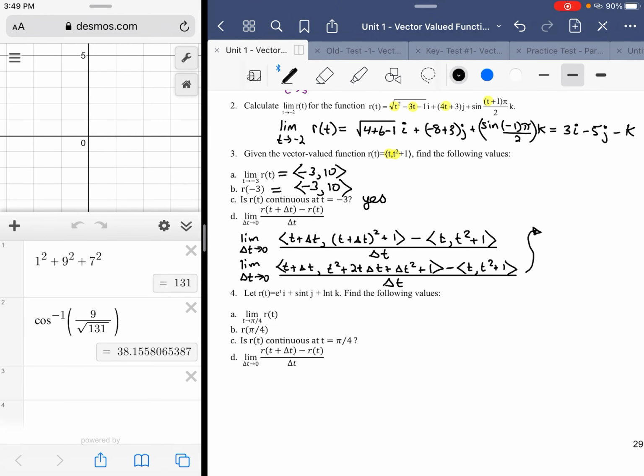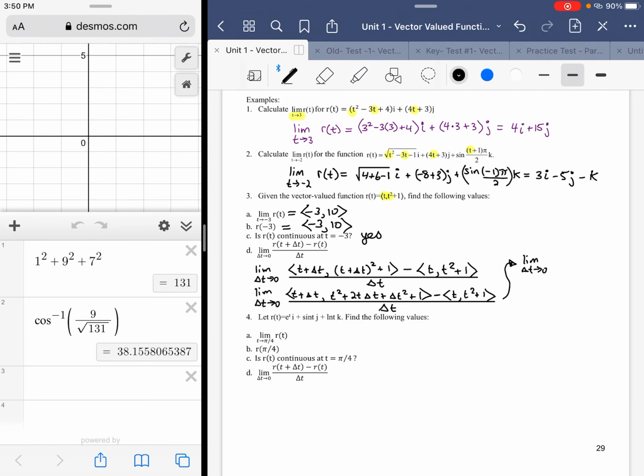That's going to clean up a little bit anyway to the limit as delta t approaches 0 of, subtract your corresponding components, and we'd be looking at ⟨delta t, and the only thing that would cancel in the second part would be, well, actually nothing would cancel in the second part because it doesn't look like we have a... oh no, apologies. We would cancel, I was looking at the wrong thing, we would cancel a t squared and a 1. All right, so 2t delta t plus delta t squared.